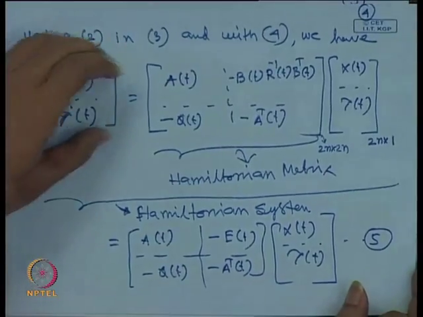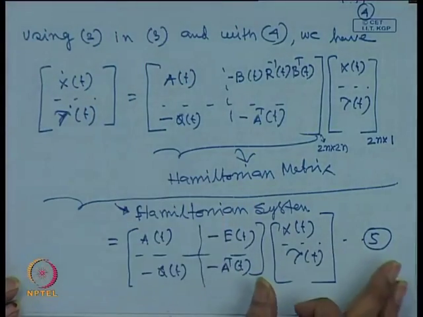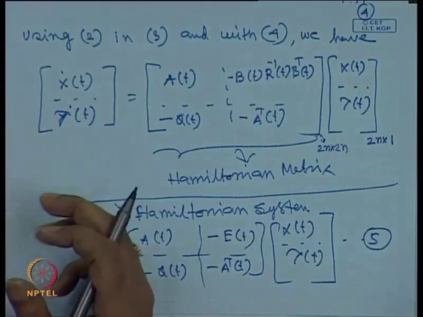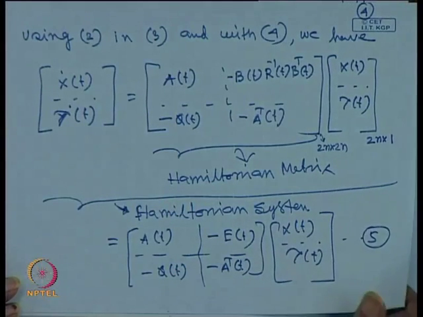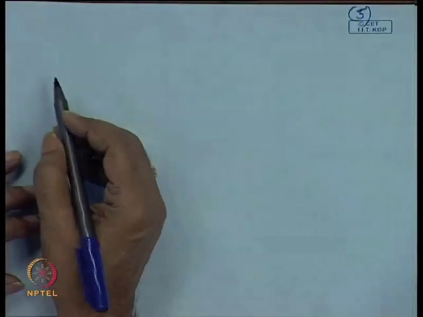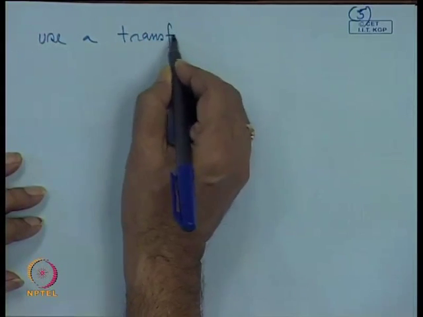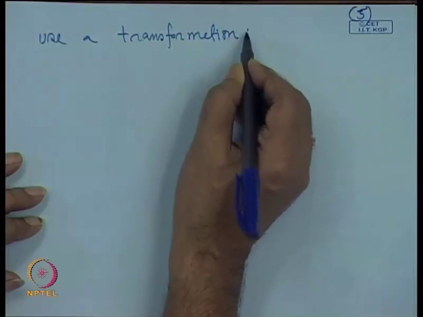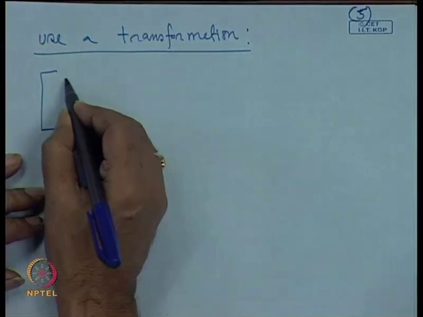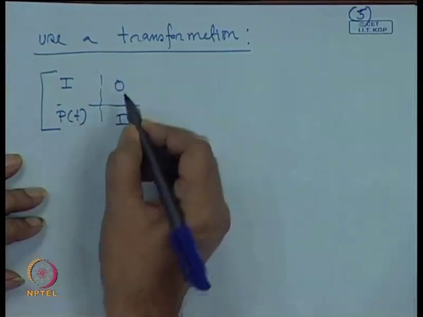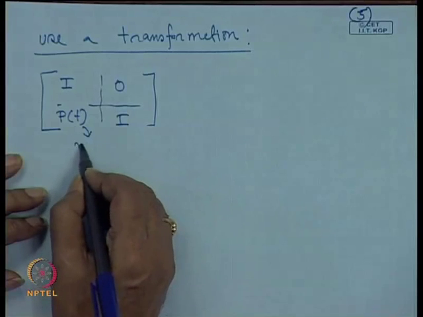Again, now I want to show you here, with a similarity transformation, that these eigenvalues are nothing but the eigenvalues of the closed loop system, and the other eigenvalues are eigenvalues of the lambda dot co-state vectors, the system matrix of co-state vectors. So, use a transformation, and this transformation I have used is I 0, I p of t, and p of t is a matrix whose dimension is n cross n.